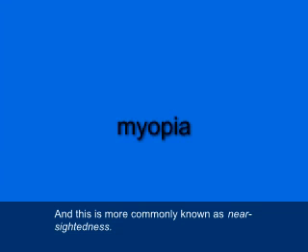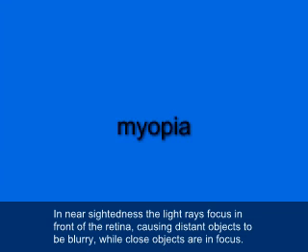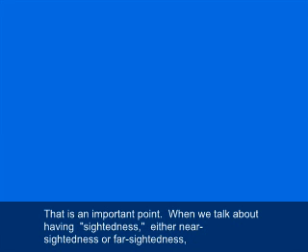Now we have different types of ametropia. The first one is myopia, MYOPIA, and this is more commonly known as nearsightedness. In nearsightedness, the light rays focus in front of the retina, causing distant objects to be blurry, while close objects are in focus. And that's an important point: when we talk about sightedness, either nearsightedness or farsightedness, the term refers to how we see well. If you're nearsighted, you see well up close, but you do not see well far away.